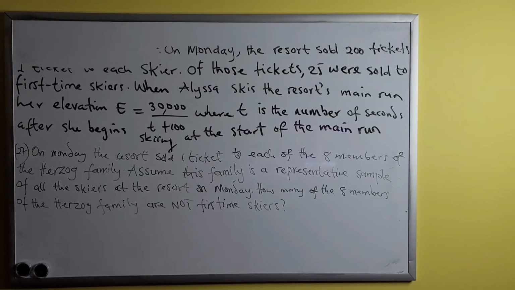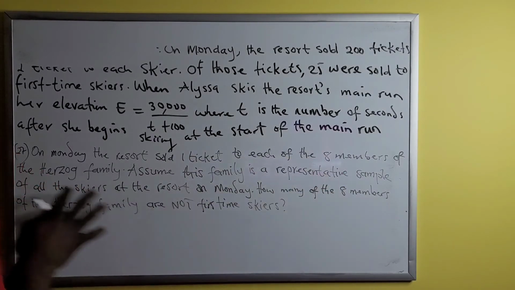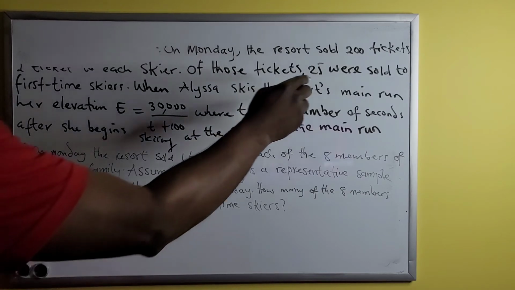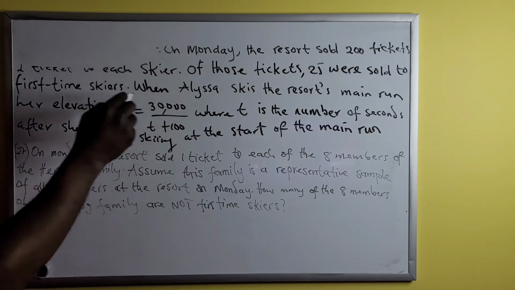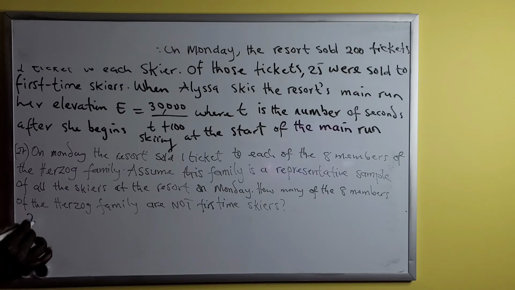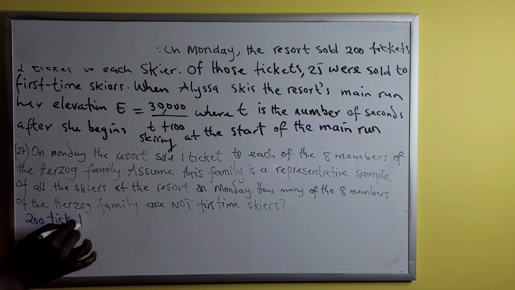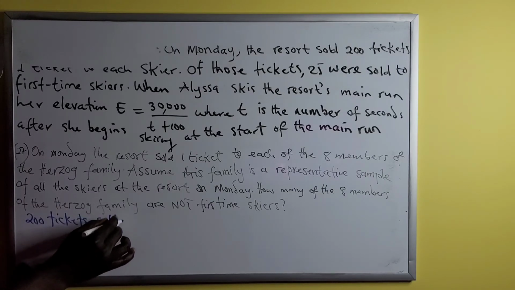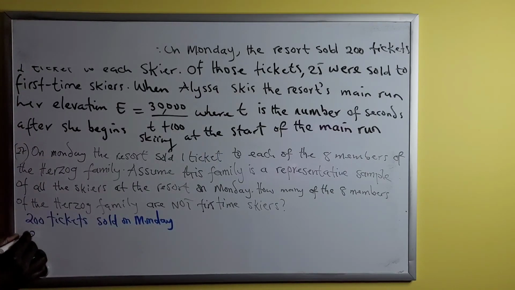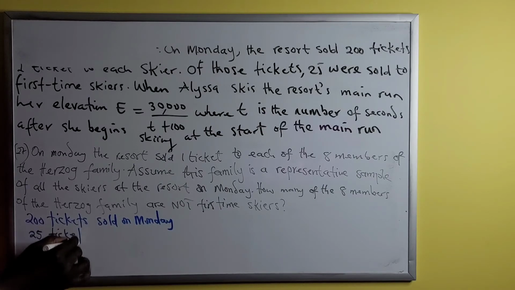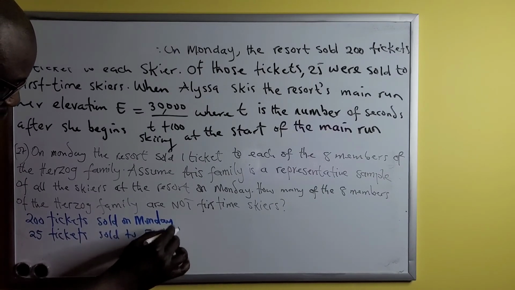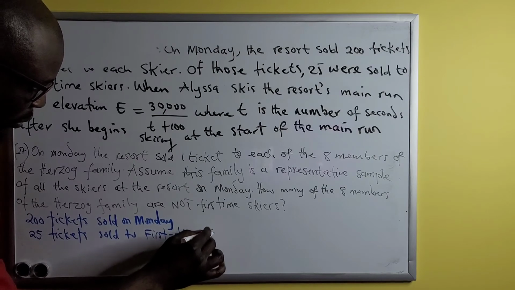Very simple. So they're saying, assume that this small sample of eight is representative of this big one. We're told that 25 were sold to first-time skiers, right? So you have 200 tickets that were sold on Monday. Out of that 200, only 25 tickets were sold to first-time skiers.